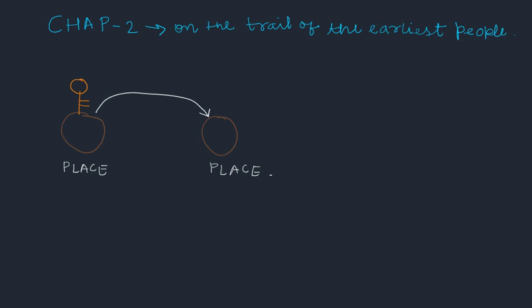Hi, today we are dealing with the second chapter of the sixth NCERT, that is, On the Trail of the Earliest People. In this chapter we'll be looking at the earliest people, that is, hunters and gatherers.